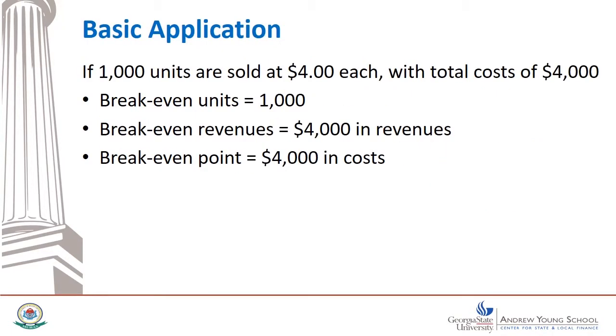A basic application of the cost-volume relationship demonstrates that if 1,000 units are sold at $4 each, there are total costs of $4,000. Then, break-even units will equal 1,000. Break-even revenues will equal $4,000 in revenues, and the break-even point is equal to $4,000 in costs.